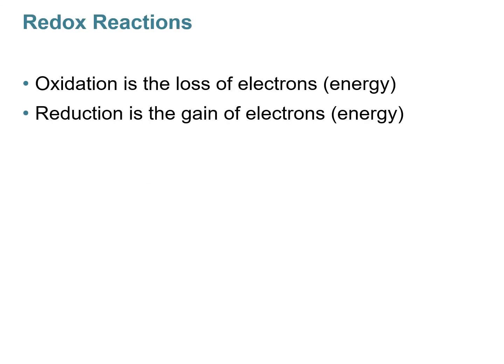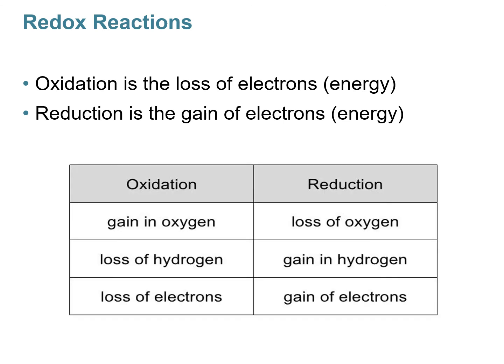Essentially, oxidation is the loss of electrons or energy, and reduction is the gain of electrons or energy. That might seem really strange, but it was originally named after the gain or loss of oxygen. So a gain of oxygen was oxidation, and a loss of oxygen was reduction. However, we now understand that it also applies to the movement of hydrogen. Loss of hydrogen or loss of electrons is oxidation. Gain of hydrogen or gain of electrons is reduction.